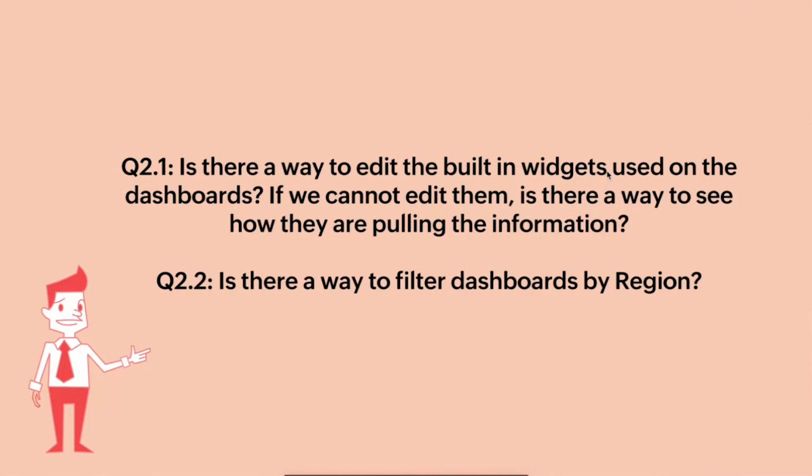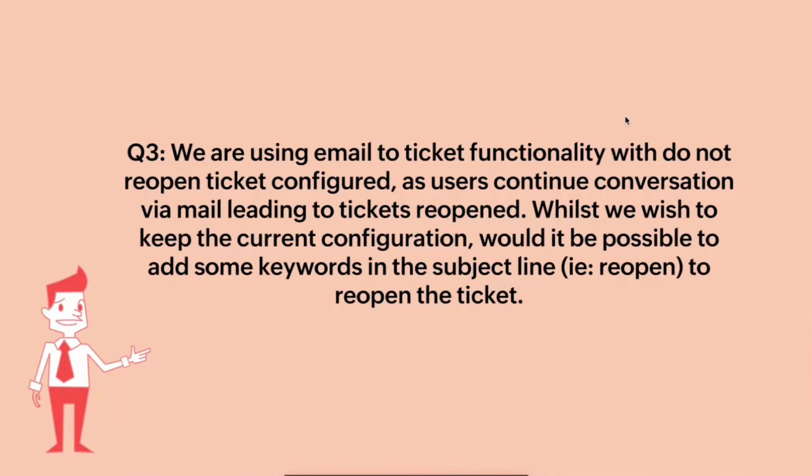Cool. So we are done with two questions, and the third question: we have a customer who is using the email to ticket functionality with a do not reopen option configured because their users continue the conversation via email, leading to the tickets getting reopened. While they wish to keep the current configuration, would it be possible to add some keyword in the subject line, that is reopen, to reopen the ticket? Right. So some of the customers wish not to change the status of the request. Now, there are two suggestions that I would give for this question.